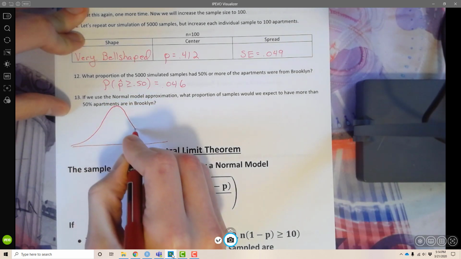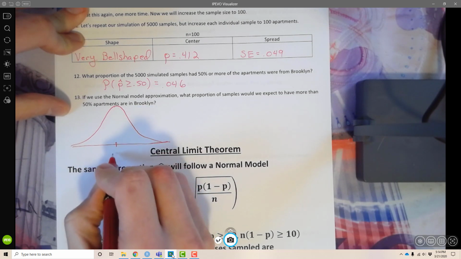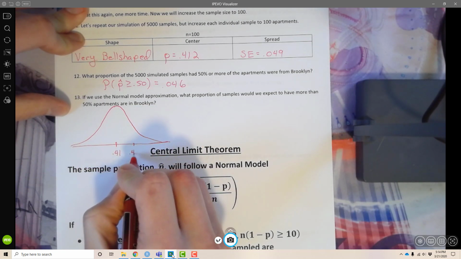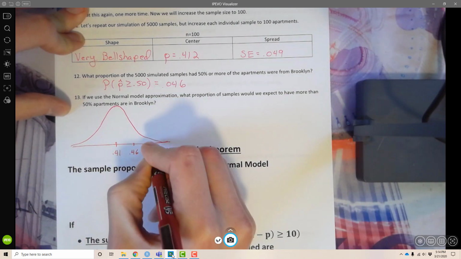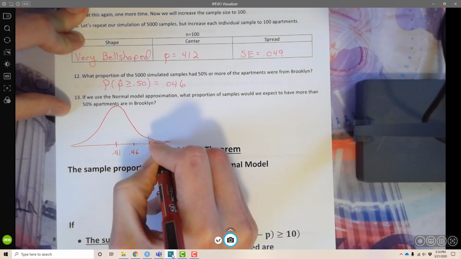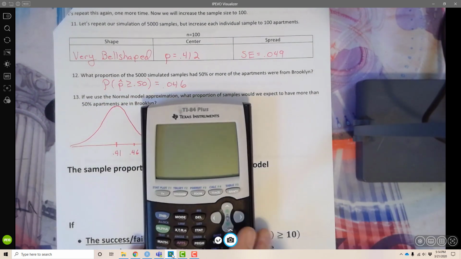So the theory should match the practice, the idea now. Still centered at about 0.41. Our first tick mark will go up to about 0.46. The next one will go up to about 0.51. So we'll fall into this tail, shade the area above. That's the part that we want.